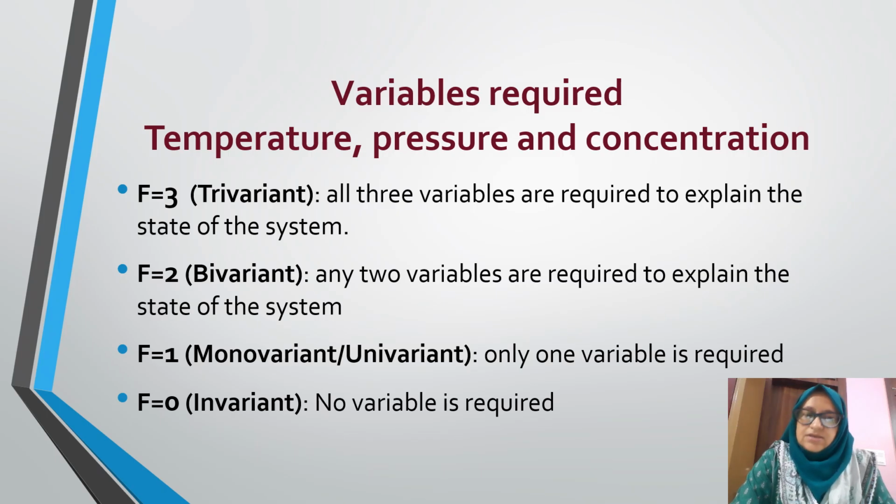Suppose somehow I am having F is equal to 1 with the Gibbs phase rule, F is equal to C minus P plus 2. If I am having F is equal to 1, then only one variable is required to explain the state of the system.